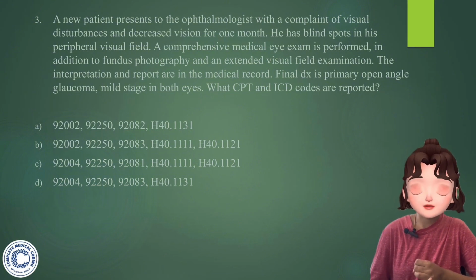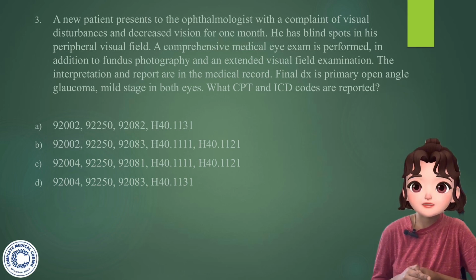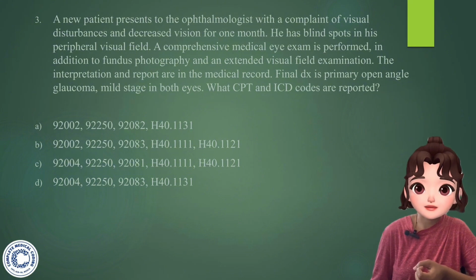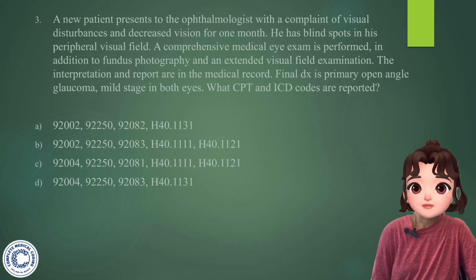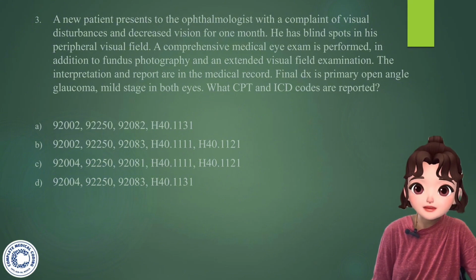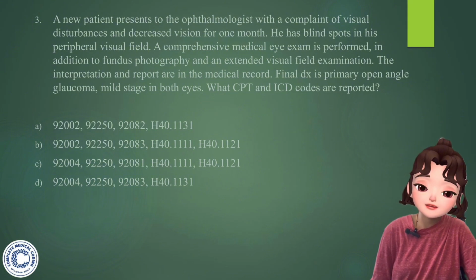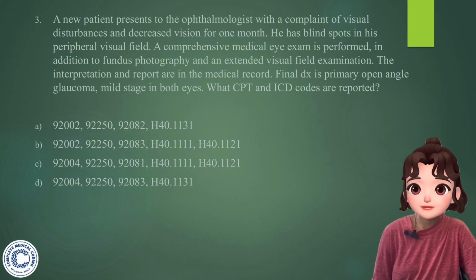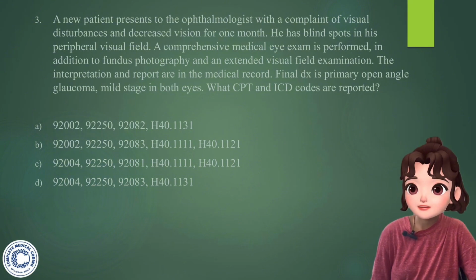In addition to fundus photography, so fundus photography you have to code, and an extended visual field examination, so the extended visual field examination also you have to code. So 3 procedures are carried out here. You have to code all three: comprehensive examination, fundus photography, and extended visual field examination. Like that you have to pick out how many procedures, what service procedure codes you have to code. Now let's find out what the diagnosis is here.